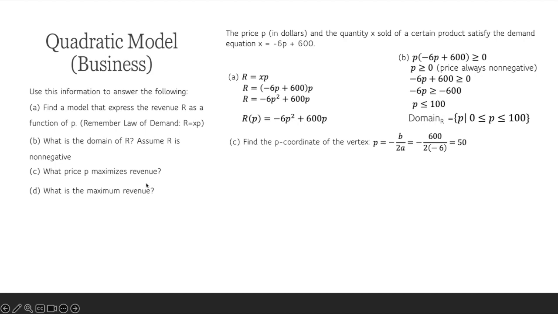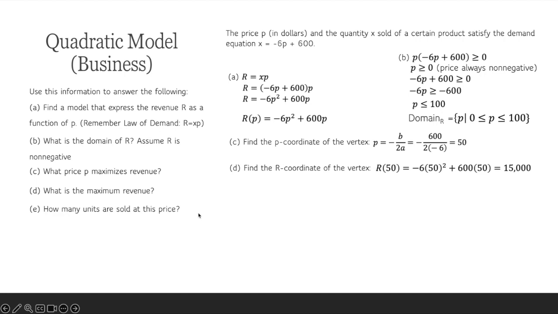And what is this maximum revenue? Now I find the revenue coordinate of the vertex. That is replacing the $50 here, and I will find the revenue. It will be $15,000, for example. So when you sell your product for $50, you can get the maximum of $15,000. This is the max of revenue that you get.